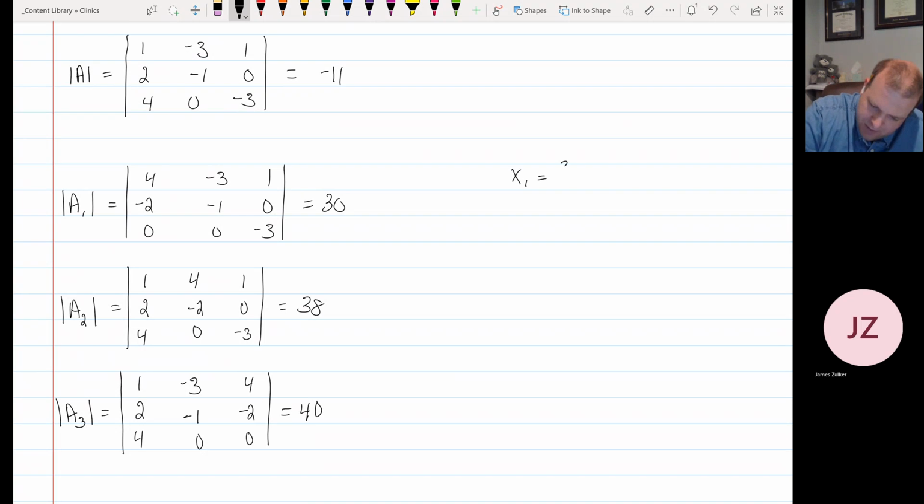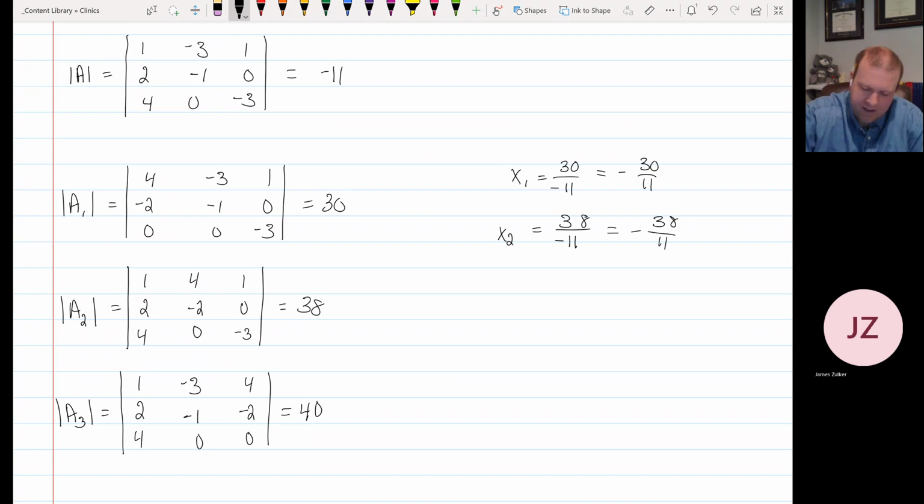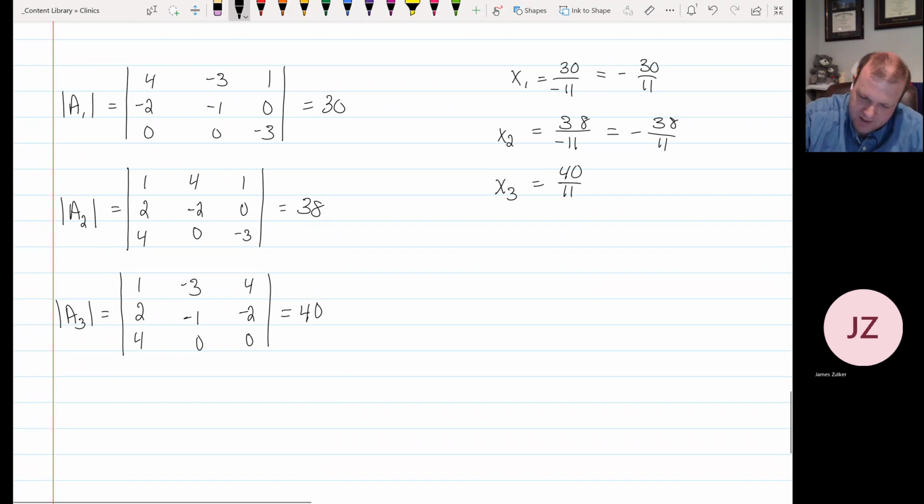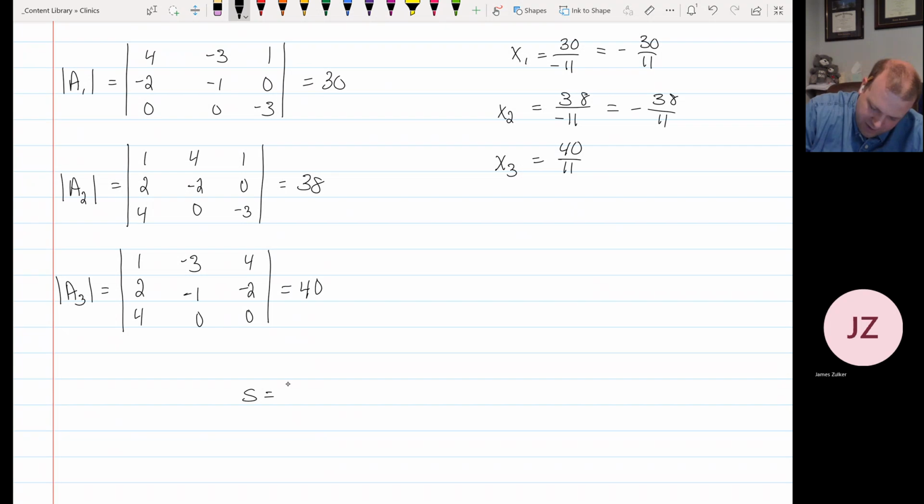So x1, determinant of A1 over determinant of A, we just get negative 30/11. x2, determinant of A2 over determinant of A, we just get negative 38/11. x3, determinant of A3 over determinant of A, we get 40/11. So the solution is negative 30/11, negative 38/11, and 40/11.